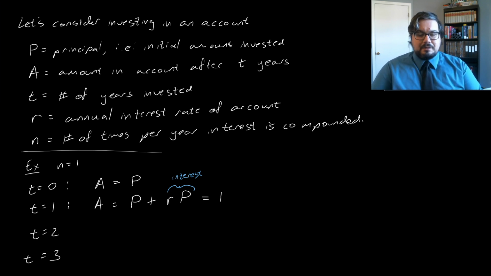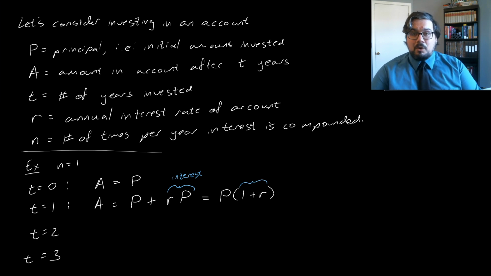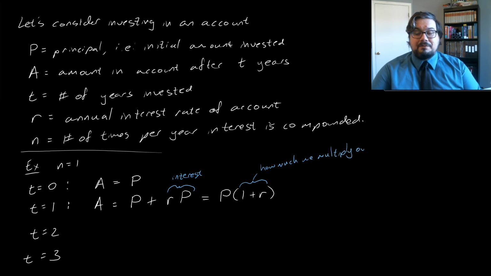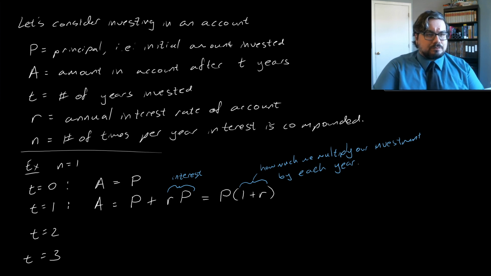Now I want to rewrite that by factoring the p out, so we get p times 1 plus r. Now this 1 plus r factor is going to be important for what we do later. This 1 plus r tells us how much we multiply our investment by each year. And we'll see how that works here.